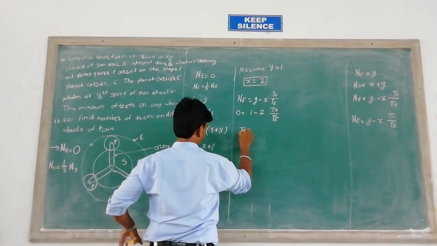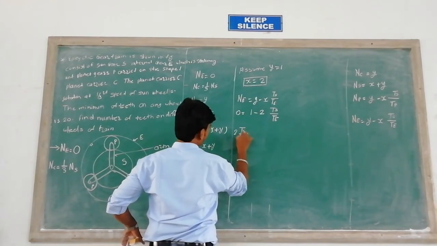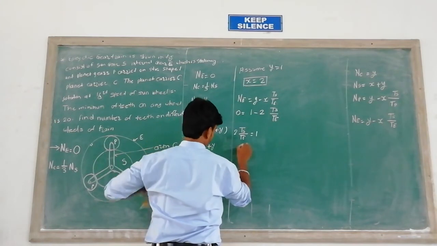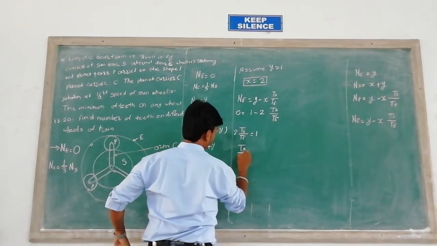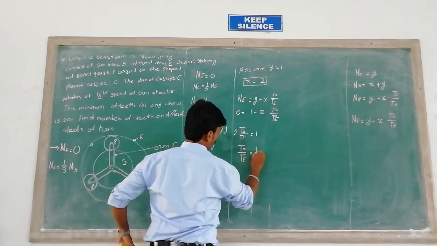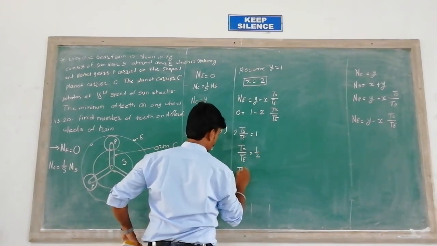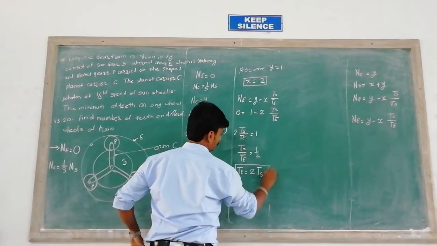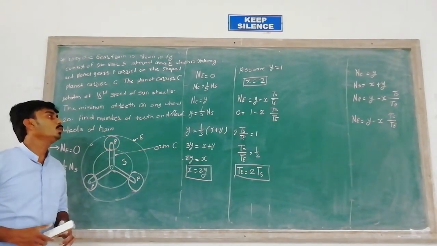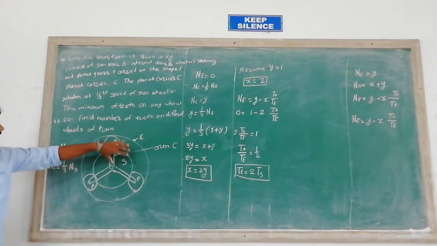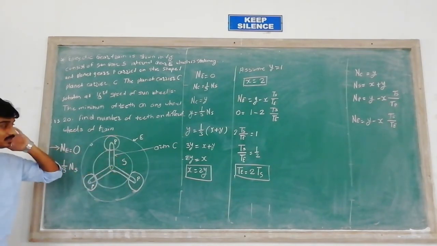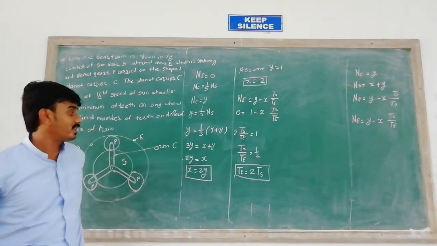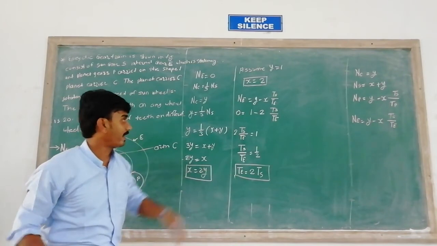Therefore, 2Ts divided by Te is equal to 1, or Ts divided by Te is equal to 1 half, so Te is equal to 2Ts. This means if there are, suppose, 5 teeth on S here, then on E there are 10 teeth. Okay, we have found this equation.